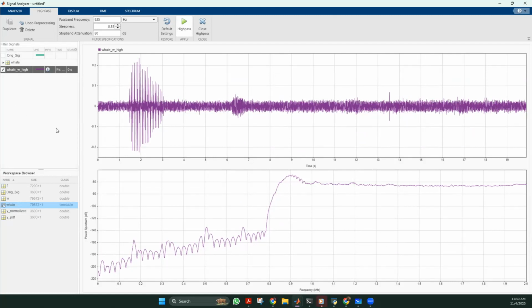Apart from that, now with the high pass filter, we are talking about the whale signal. So a whale has high frequency in its signal, and this is what the high frequency notes are.